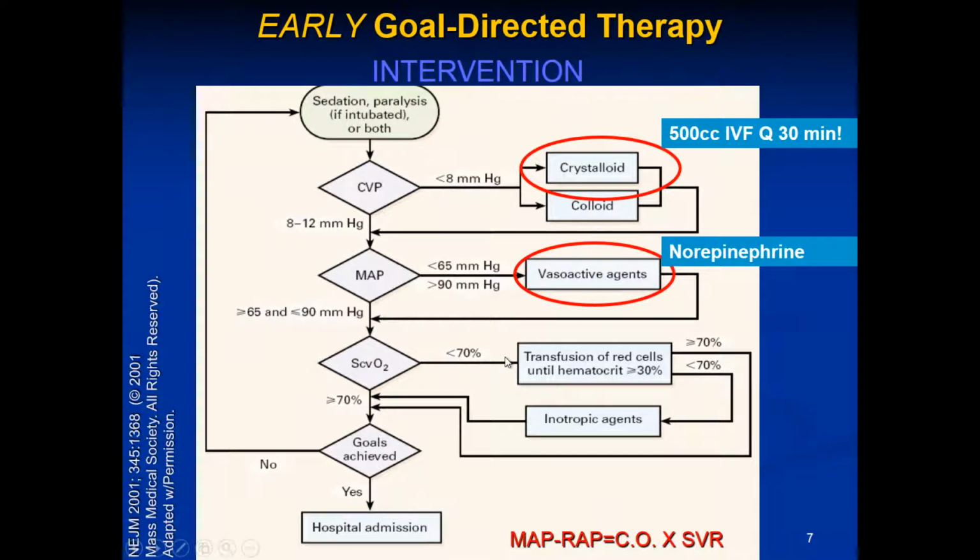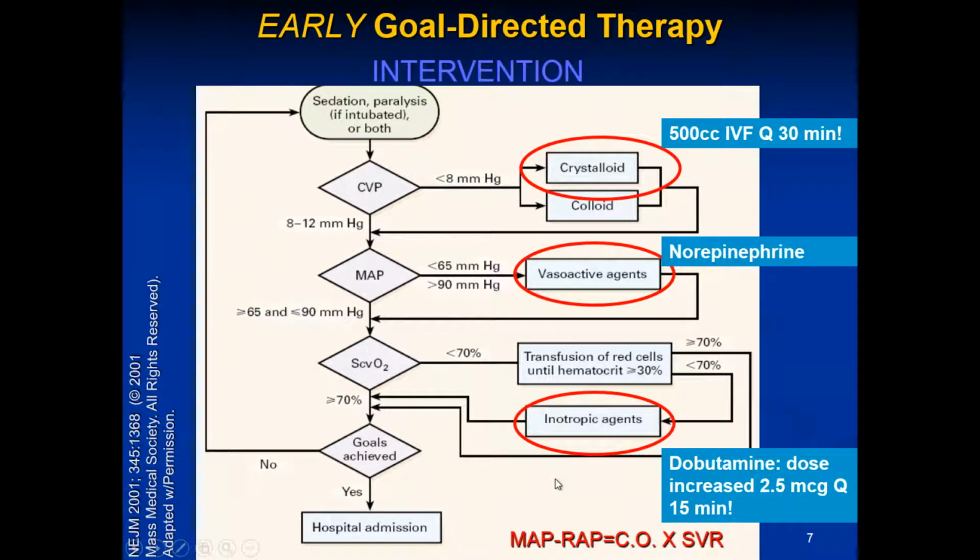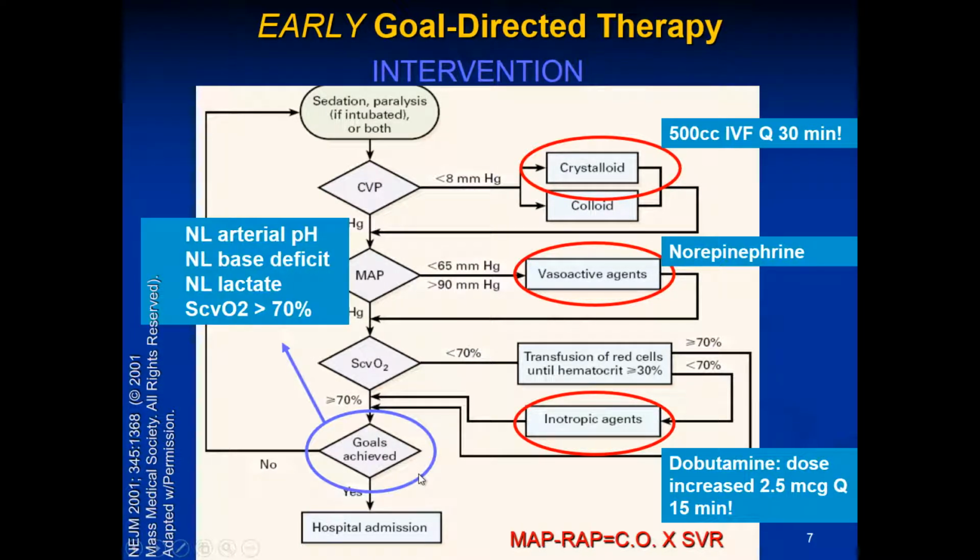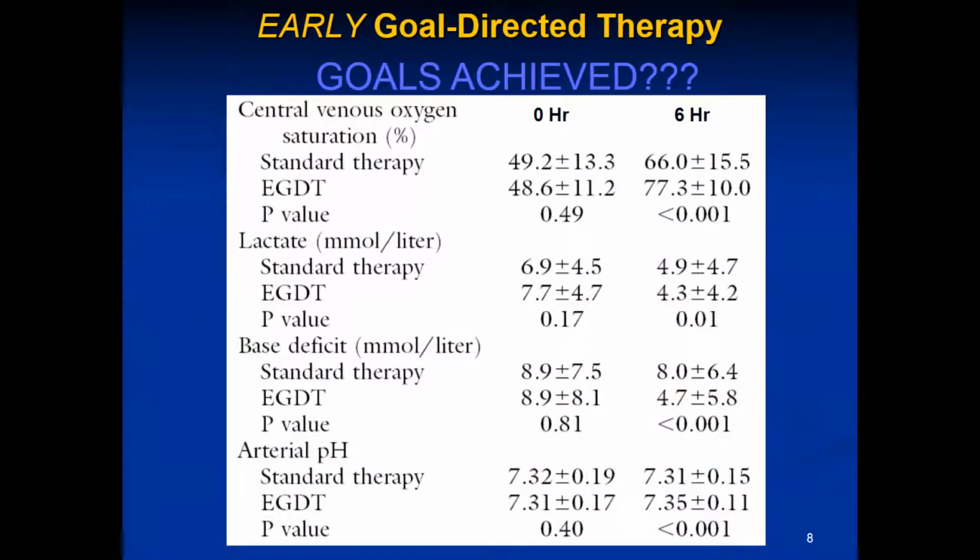Which we'll talk about on a subsequent slide. So they infused red cells up to a hematocrit of 30, which is obviously controversial in the setting of data that has continued to emerge, suggesting that critically ill patients without ischemia or other comorbidities likely don't require such a high hematocrit. And then if the central venous saturation remained less than 70, then they used an inotropic agent to improve cardiac output. They used dobutamine as that agent. If the goals were achieved, they were admitted, and continued management was pursued in an ICU or in the appropriate location. And if not, then they continued on this pathway until the goals were achieved.